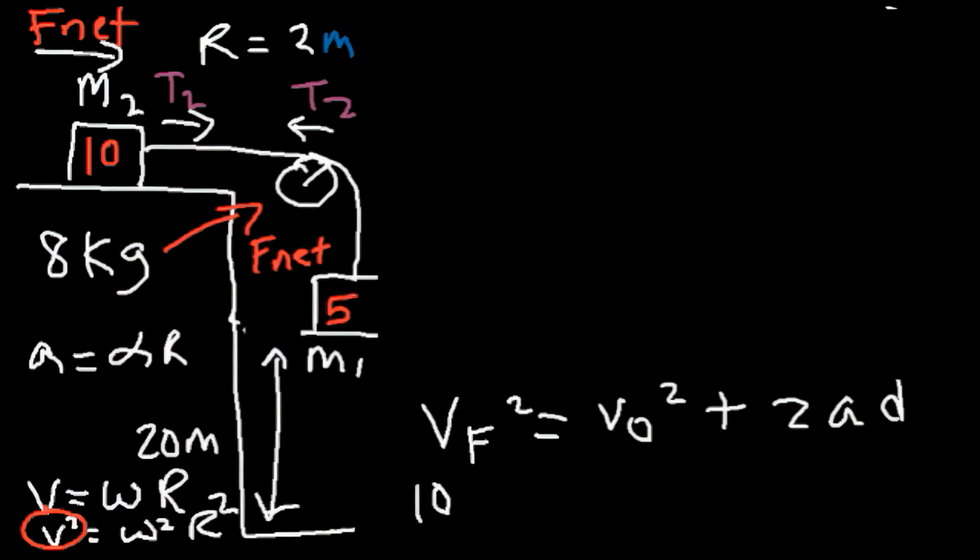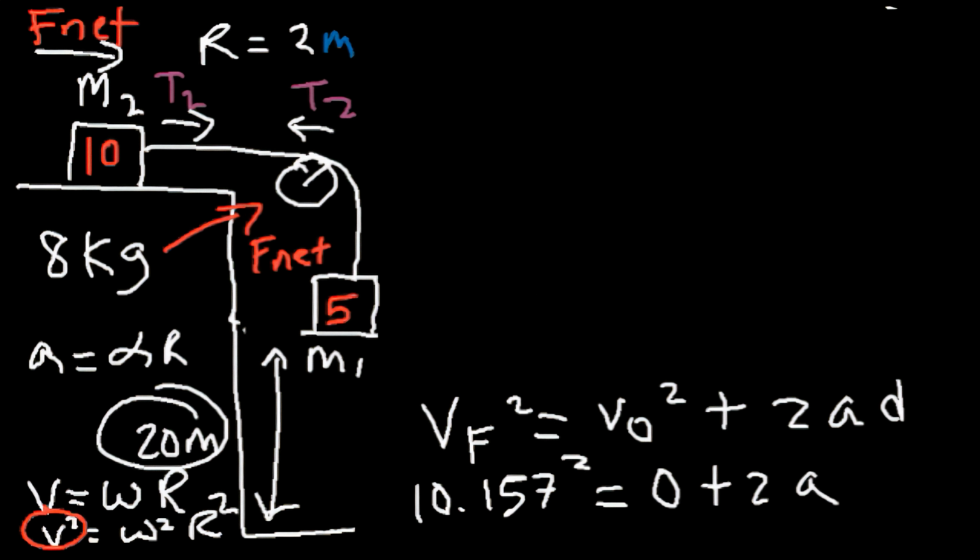So the final speed is 10.157 squared. The initial speed of the 5 kilogram block is 0. We're looking for a, and the vertical distance that it travels is 20. Now, if you plug in -20 for the vertical displacement, because the 5 kilogram block is moving in a negative y direction, then the acceleration is going to be negative because it's accelerating in a negative y direction. But the two negative signs will cancel, which means the right side is going to be positive overall. But either case, you can always add the negative sign to the acceleration because you know the direction already.